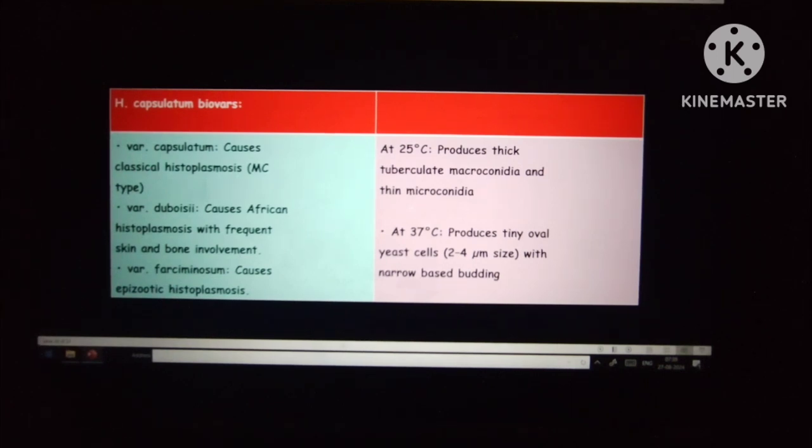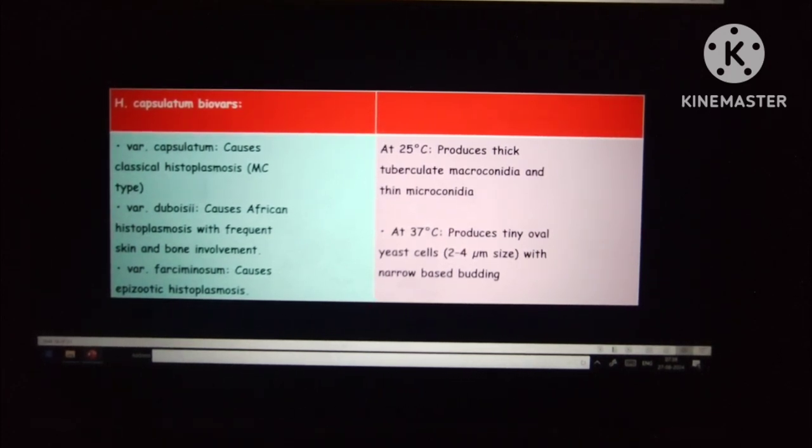Here the capsulatum causes classical histoplasmosis, which is the most common type, whereas duboisii causes African histoplasmosis with frequent skin and bone involvement, whereas farciminosum, whatever you can say, usually causes animal histoplasmosis.